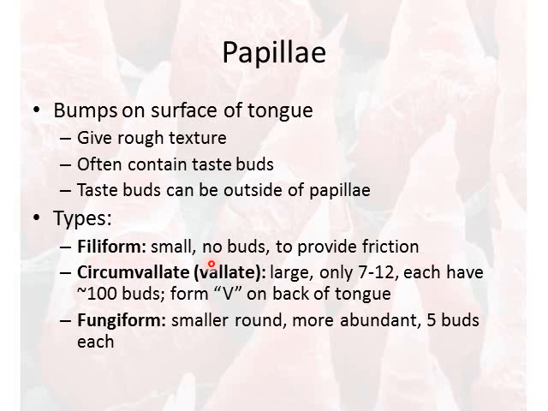One is the filiform. These are very small. These are the ones shown in this background here. These don't have taste buds, and they're just there to provide friction on the tongue. And then we have the vallate, or the circumvallate papillae, which are very large, and we only have about 7 to 12 of these on our tongue. But each of these have about 100 taste buds in them. So they form a V kind of on the back of the tongue. And then we have the fungiform papillae. These are much smaller, they're round and much more abundant, but we have about 5 taste buds in each of these.